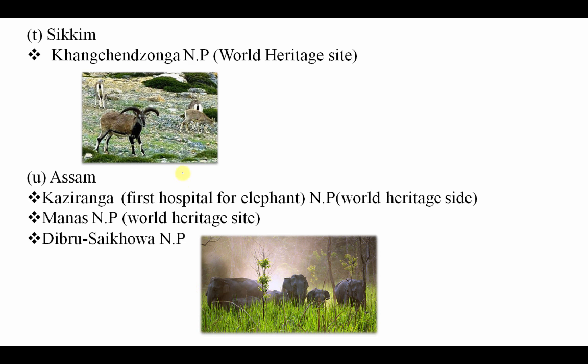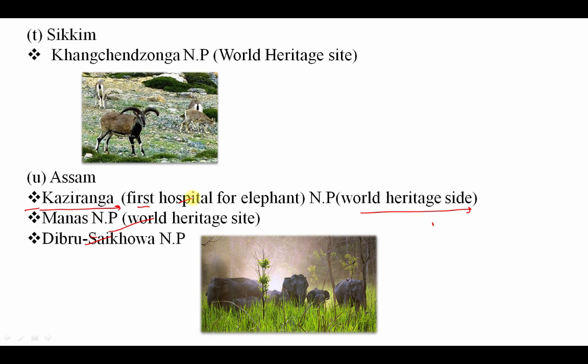From Assam, three important national parks are there. First is the Kaziranga National Park. Okay, Kaziranga National Park is famous for elephants. And the first hospital for elephants was also made in Kaziranga, and it is a World Heritage Site also. So Kaziranga is in Assam.